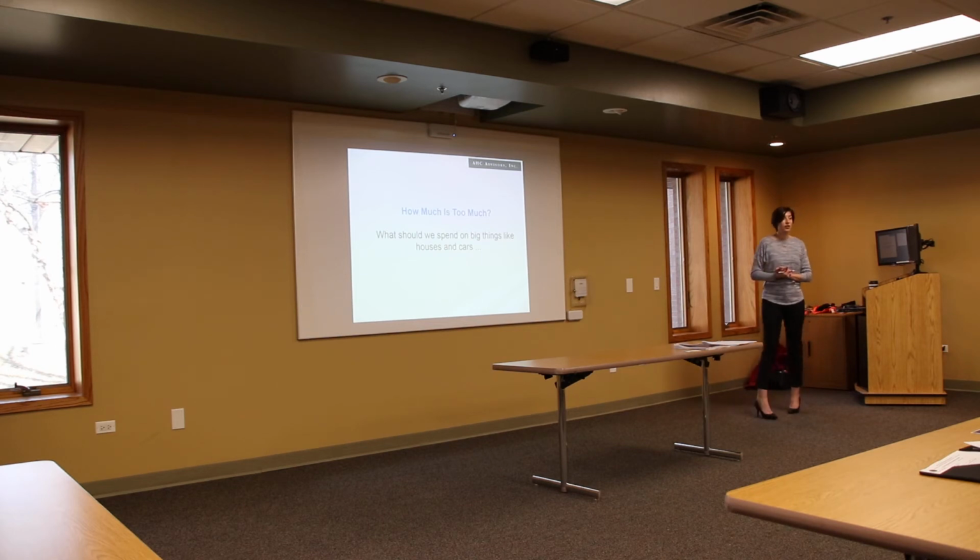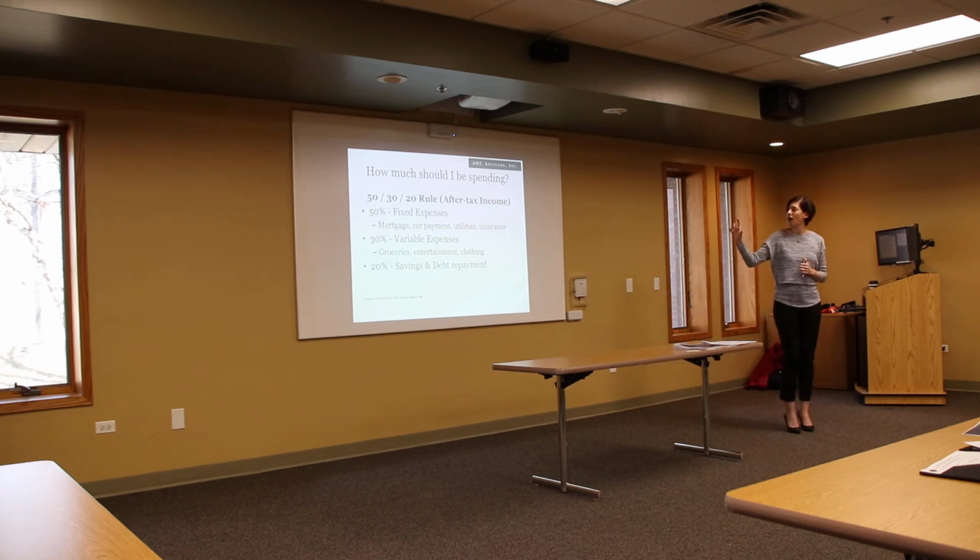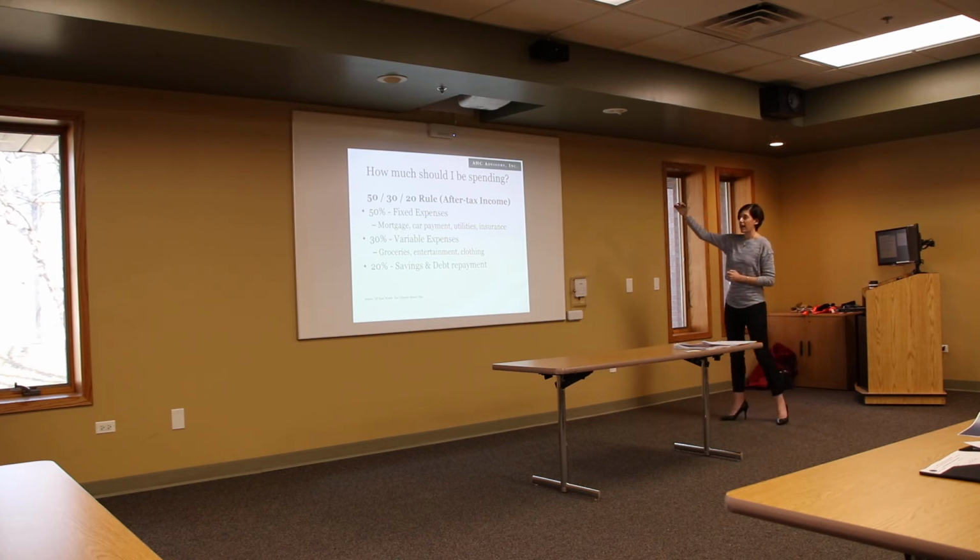But as we start to put a budget together, the question becomes, how much should you be spending in certain areas? So there are a few rules of thumb for how much you should be spending in different areas. When we talk about your income, we're talking about your after-tax income, your take-home income. You have your gross income, then your taxes are taken out of it, and then you get your paycheck. So we're talking about the amount that's actually in your paycheck, not the gross amount.